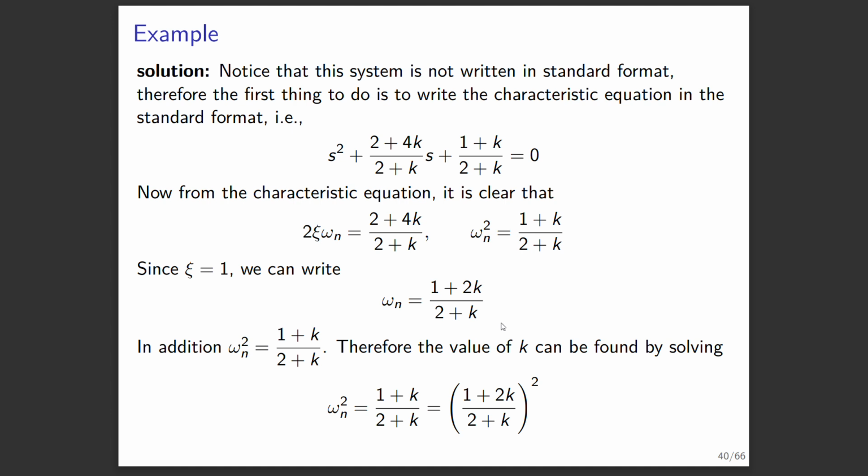So now I'm going to have 2 equations. One of them is omega n written in terms of k. Second one is omega n squared written in terms of k. So I can square this equation and then put this equal to that. Now I'm going to have an equation which has k in both sides. And the value of k can be found from solving this.